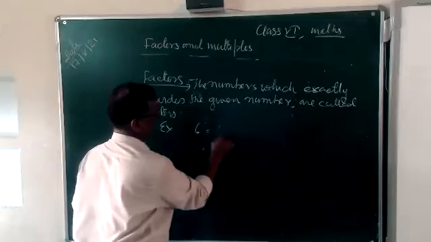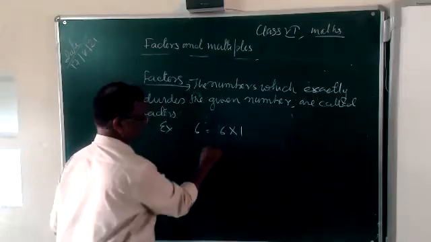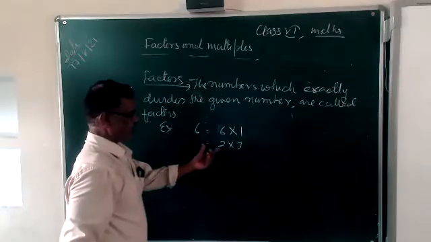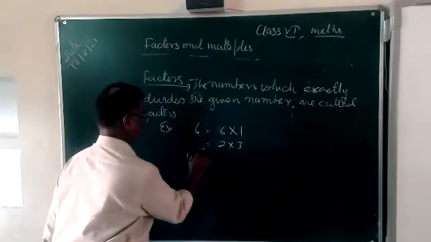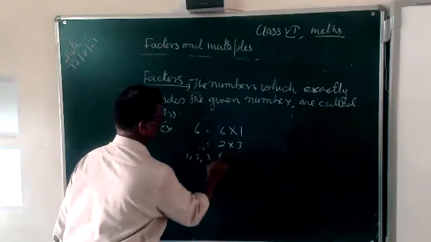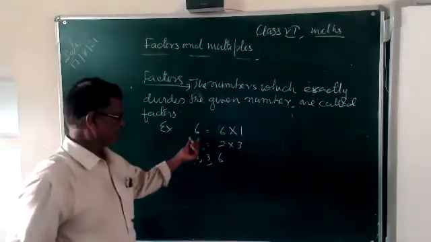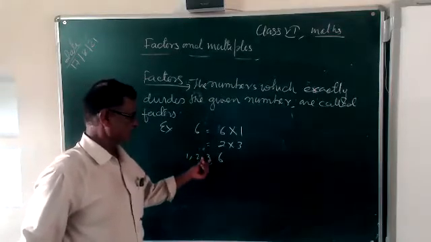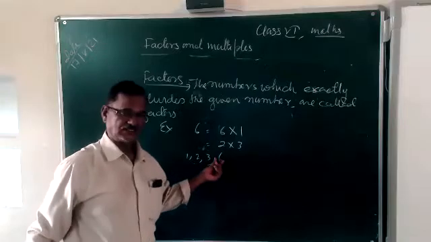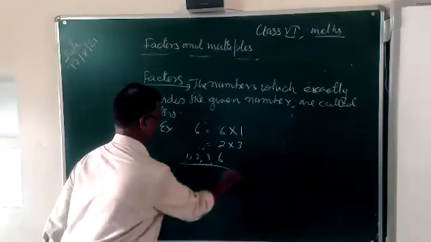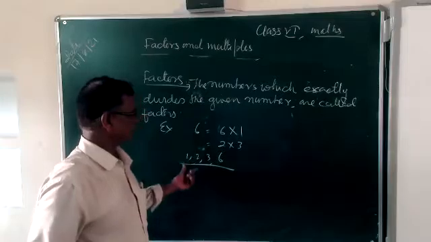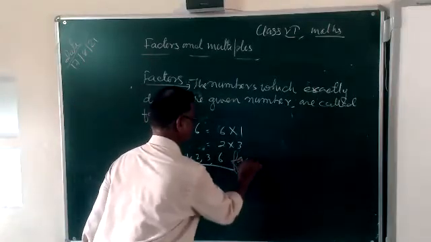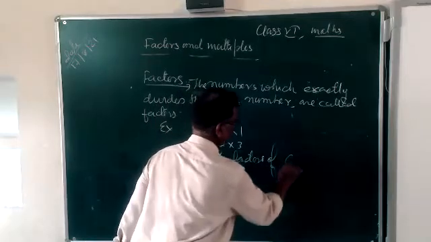We can write 6 is equal to 1 into 6. 6 is equal to 2 into 3. This product is equal to 6. So 1, 2, 3 and itself 6 are the factors. It means 6 is divisible by 1, 6 is divisible by 2, 6 is divisible by 3, 6 is also divisible by 6 itself. These numbers exactly divide the given number 6. So these are called the factors of 6.